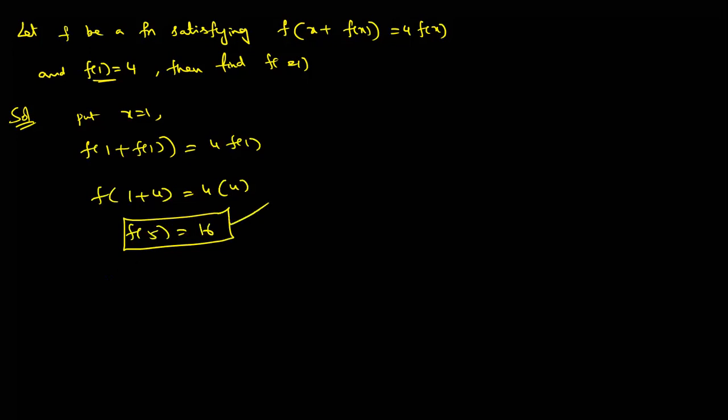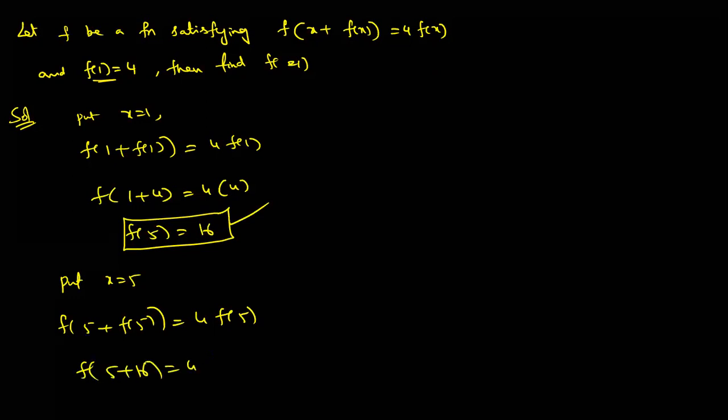f of 5 is there. It's simple here. Directly put x is equal to 5. Anyone? Put x is equal to 5, what result is coming? So f of 5 plus f of 5 is equal to 4 into f of 5. 5 plus 16. So f of 21 is how much? That is the question.